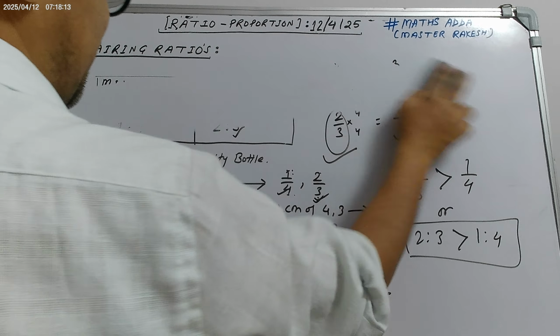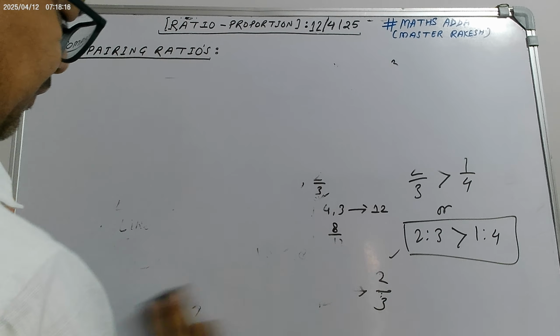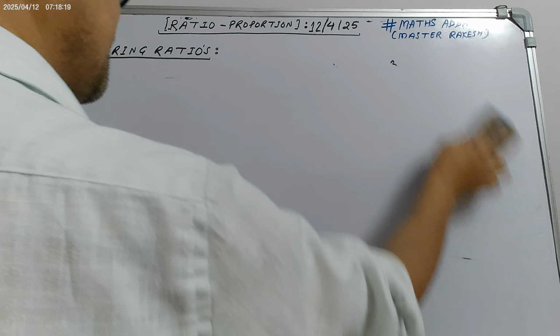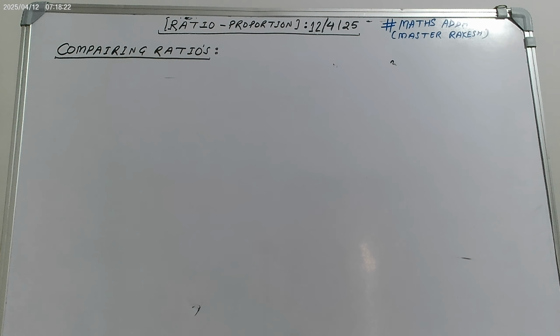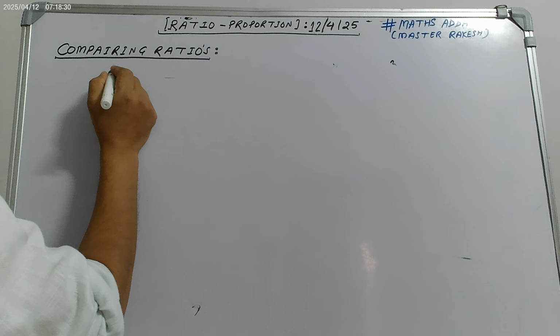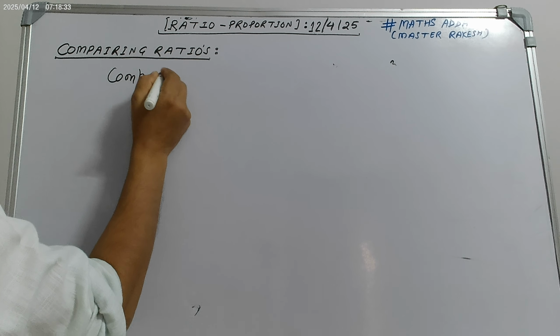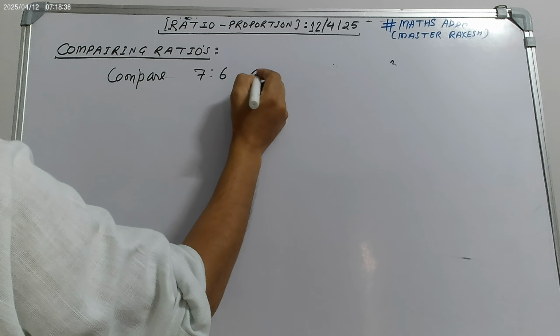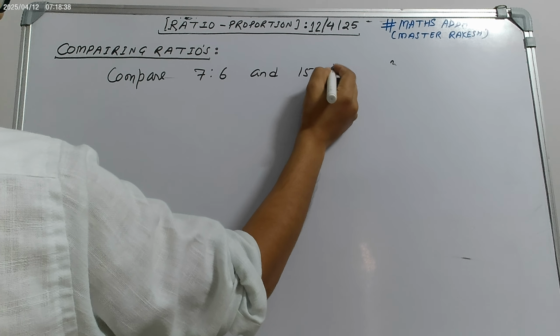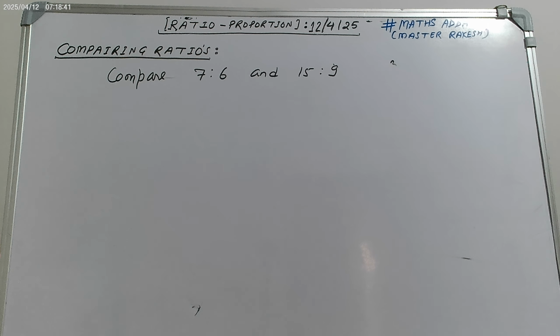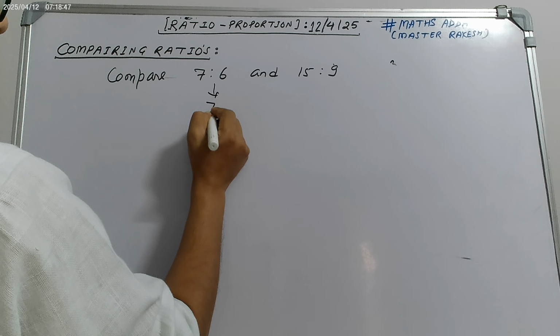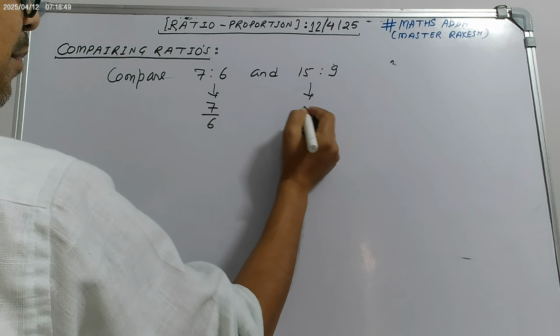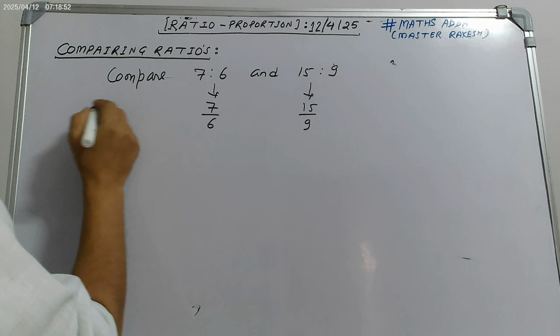We'll put up another question and compare. Compare the ratios 7:6 and 15:9. You have to compare these ratios. First write in the simplest form. Simplest form में what is the simplest form? 7/6 and 15/9. Okay, step 1.